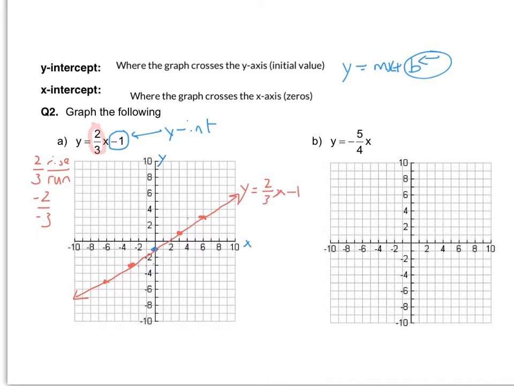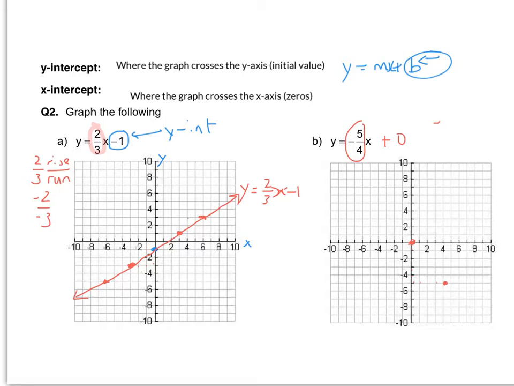Try the next one on your own, and then you can check it to see how you did. Okay, the next one should have a slope. This really is a +0. It has the slope of -5/4. That one should go up and to the left or down to the right. It has a y-intercept of 0, so it goes right through the origin. I'll talk about that in a moment. I want to fall 5, 1, 2, 3, 4, 5. I want to fall 5 and go right 4, 1, 2, 3, 4. I'm going to have a point here.